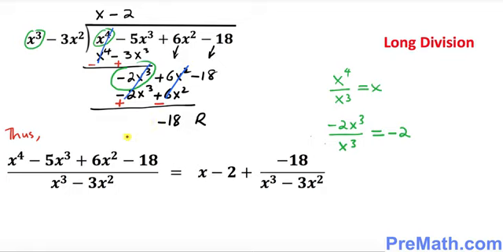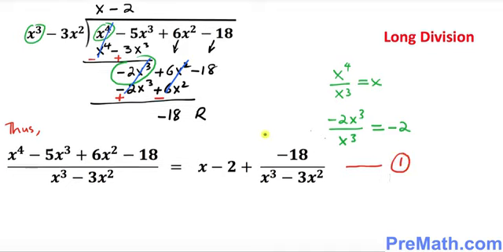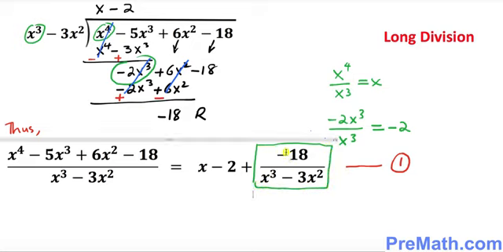Thus, after the long division, our original equation can be written in this form. All right. So we're going to call this equation number 1. Just keep that in mind. Now our next step is going to be performing our partial fraction only on this fraction. This is the rational part. Just keep that in mind.